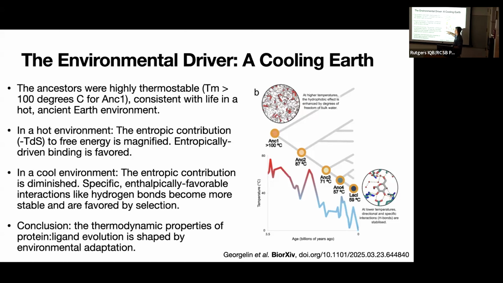And so that's sort of what we see. So basically, enthalpically favorable interactions like hydrogen bonds become more stable and are favored by selection. So the conclusion we got to is that the thermodynamic properties of protein-ligand evolution are probably themselves shaped by environmental adaptation.